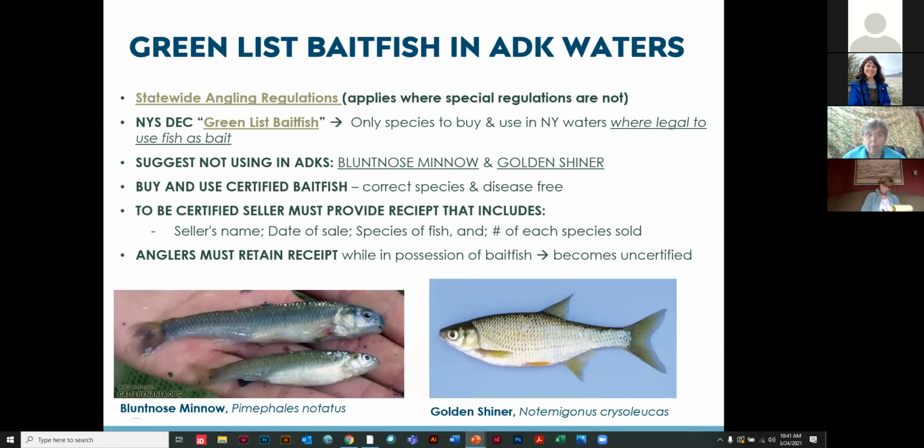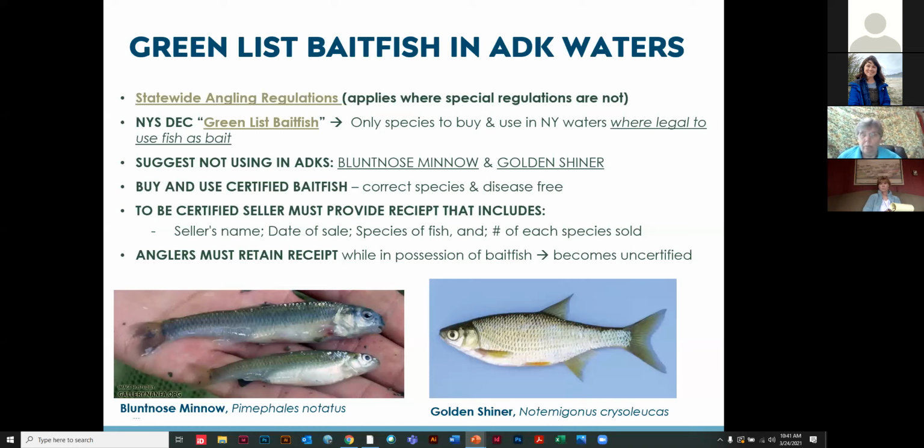So I bought 5 of this, 6 of that, 10 of this, and I'm carrying that receipt with me. And it has the seller's name, the date of sale, and the number and name of all the species I bought. And I'm carrying it with me. After 10 days, that receipt is considered expired. And so it's considered no longer certified.